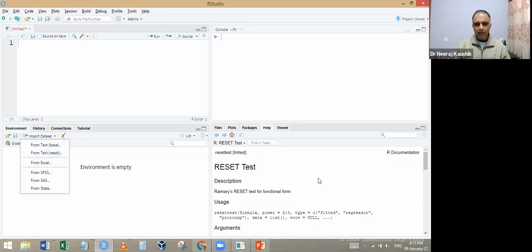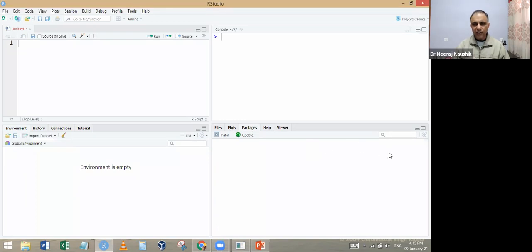And on this pane, a portion of the screen is called a pane. 4 panes you can see here. The 4th one is about the packages, how many packages are installed. So help, viewer, plots, etc. Graphical output will come here. I will write certain things here. When I write something and press enter, the graphical output will be here in plot or viewer, and the text output will be in the console. Console is just where output will come. This is the output, this is the input, these are my imported files, and this is help and the graphical output. 4 panes are there.